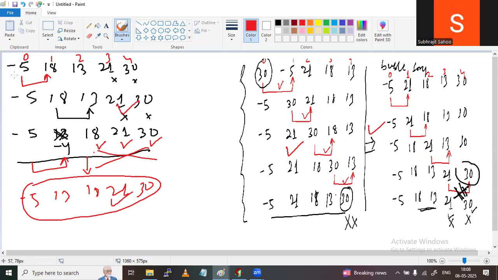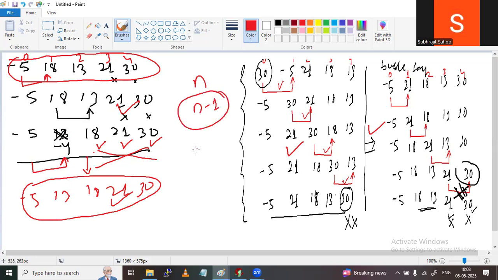Remember how many elements are there? 5 elements. When the number of elements is n, definitely n minus 1 attempts have to be done for sorting all the elements. 4 attempts have to be done. It is not possible with 3, 2, or 1 attempt. I have to go for n minus 1 attempts, right?